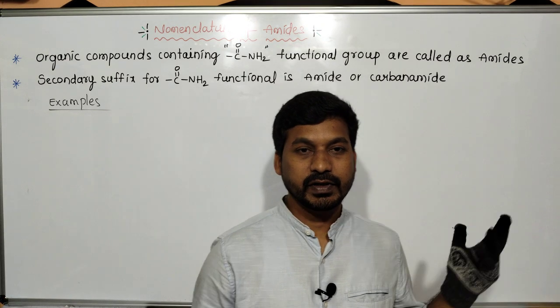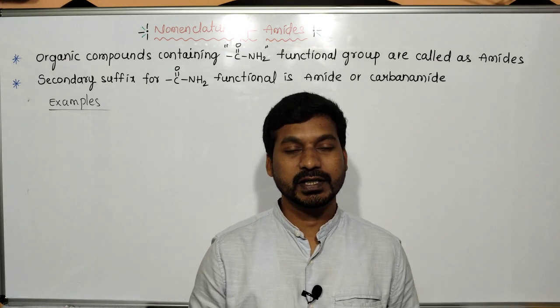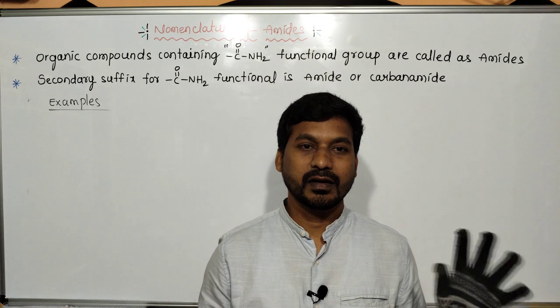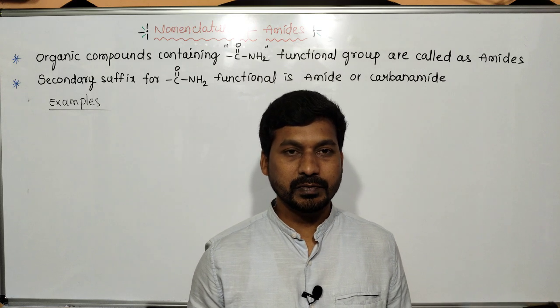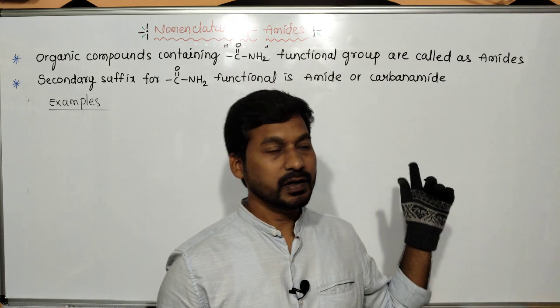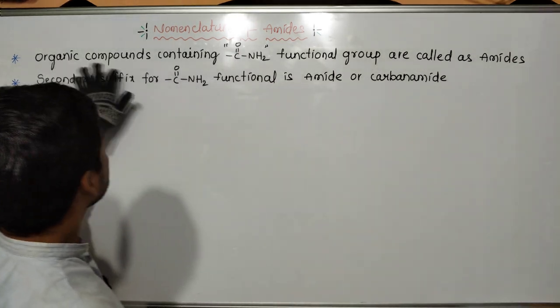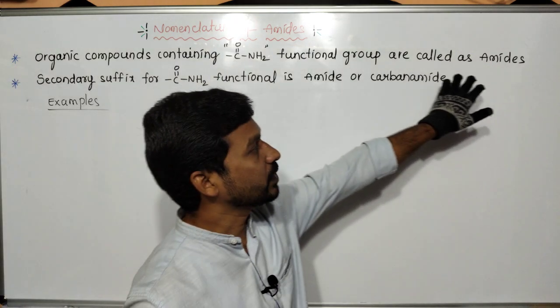Hello everyone, in this video I am going to explain IUPAC nomenclature of amides. Amides are derivatives of carboxylic acid. In carboxylic acid, there is a COOH group. Instead of OH, here an NH2 group is present. That means a CONH2 group. Organic compounds containing the CONH2 functional group are called amides.